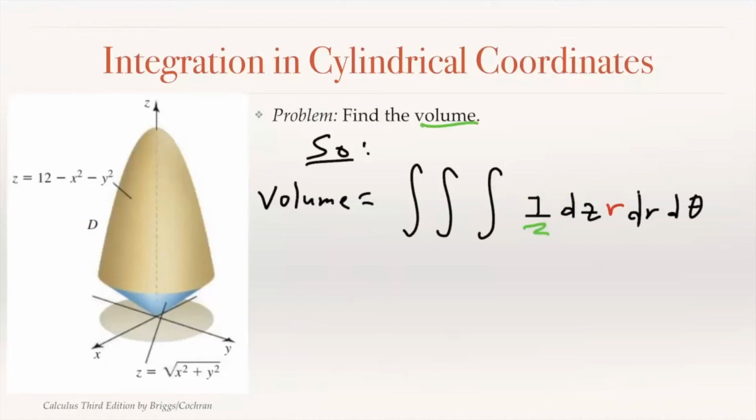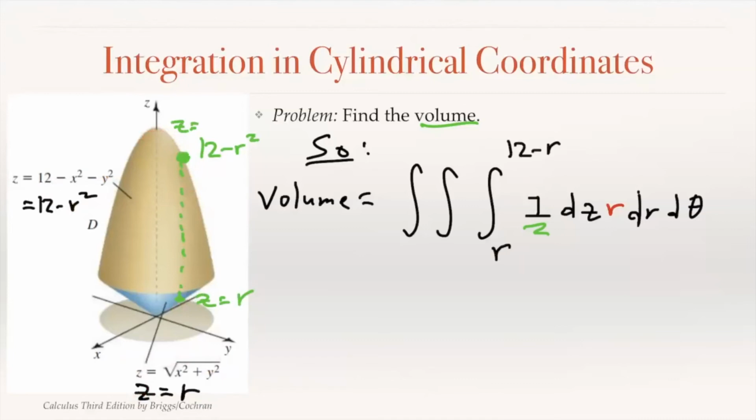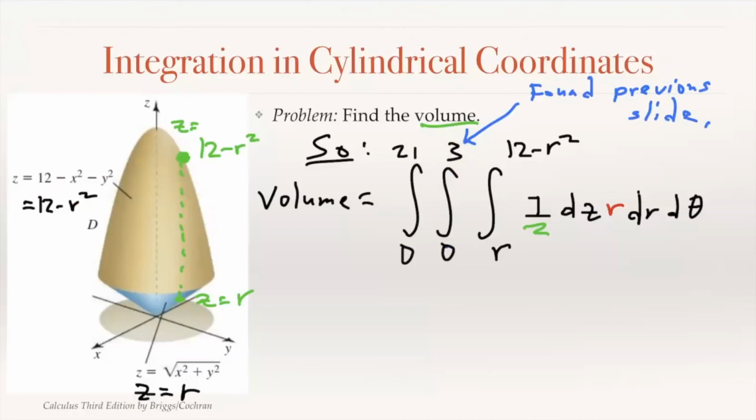Okay, so z goes from this lower surface of z equals r up to this upper paraboloid of 12 minus r squared, since we converted everything to be in terms of r and theta. So our bounds there are r to 12 minus r squared. R goes from 0 to 3, as we just found, and theta makes a full revolution, 0 to 2 pi. And that's it, as far as the setup is concerned.